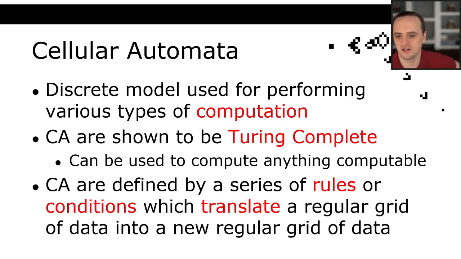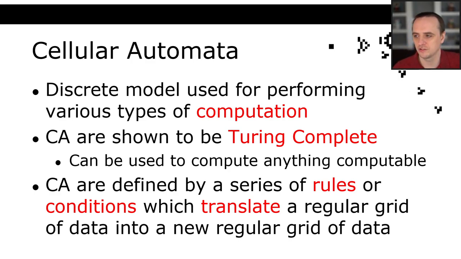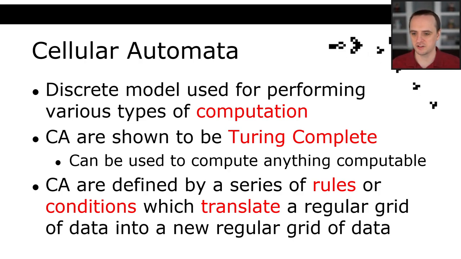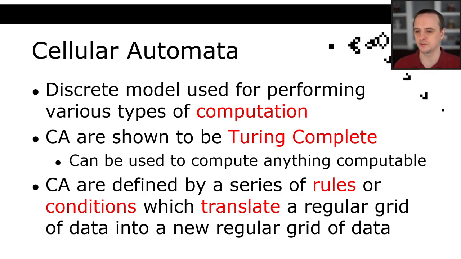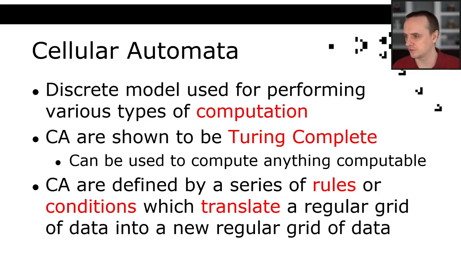So CAs are defined by a series of rules or conditions which translate a regular grid of data into a new regular grid of data. Essentially, a cellular automata is going to take a binary array, so an array of ones and zeros. We're going to apply some rules to those ones and zeros based on where they appear in the array. And then the output of the CA will be a new array with new values. Okay? So let's have a look at that.